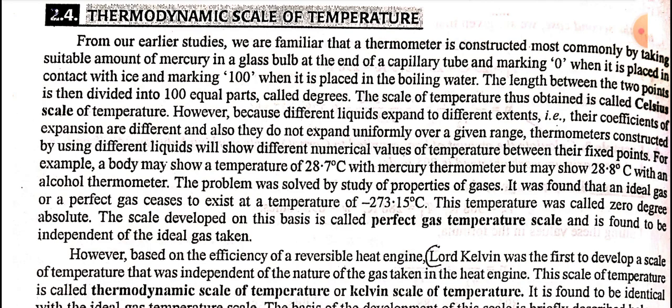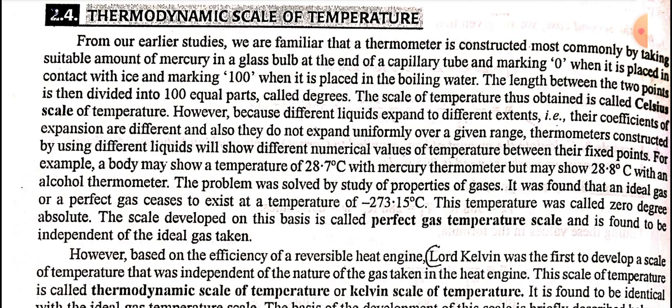So from our earlier studies, we are familiar that a thermometer is constructed most commonly by taking a suitable amount of mercury in a glass bulb at the end of a capillary tube and marking 0 when it is placed in contact with ice, and marking 100 when it is placed in the boiling water. The length between the 2 points is then divided into 100 equal parts called degrees. The scale of the temperature thus obtained is called Celsius scale of temperature.